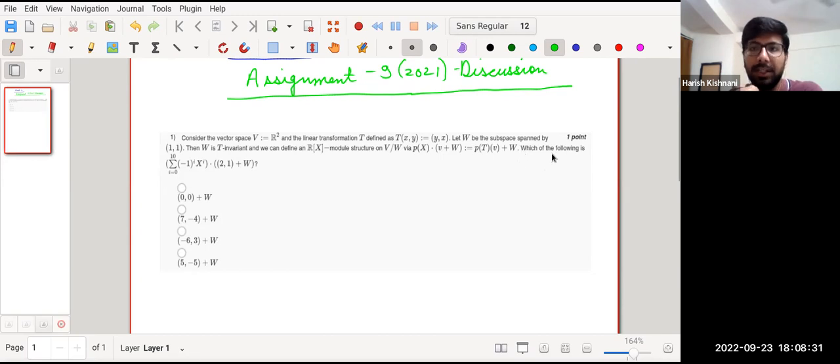So we need to check which of the following is equal to this. Okay, so do you want to give it a try?